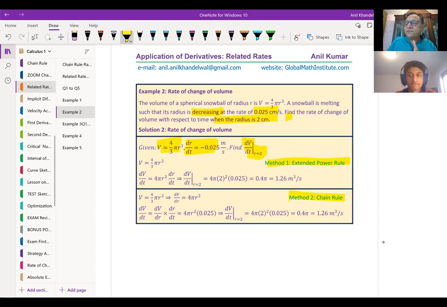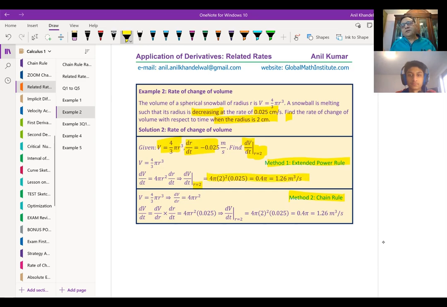This is implicit differentiation. I'm differentiating with respect to time. And I have to find dV/dt, but given dr/dt, so I get 4 pi r squared dr/dt. In this, everything is given to me, and I have to substitute r equals 2 and get my answer.